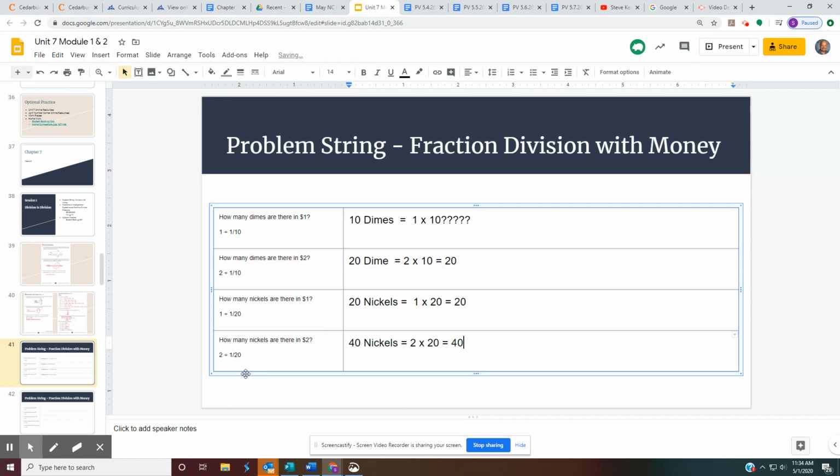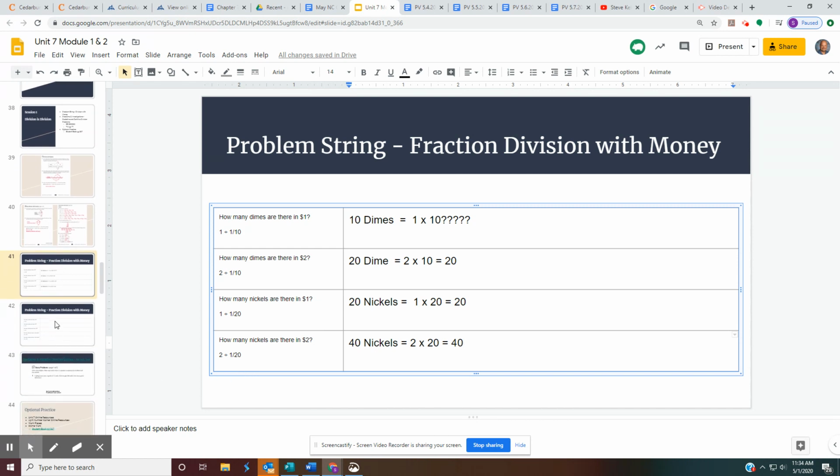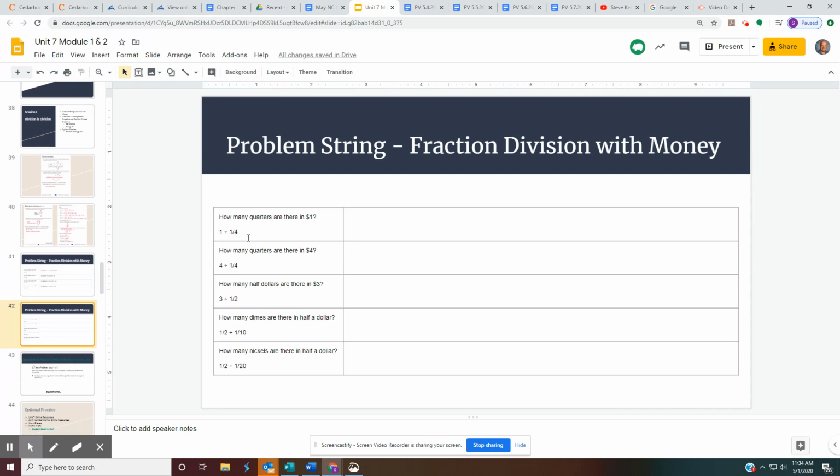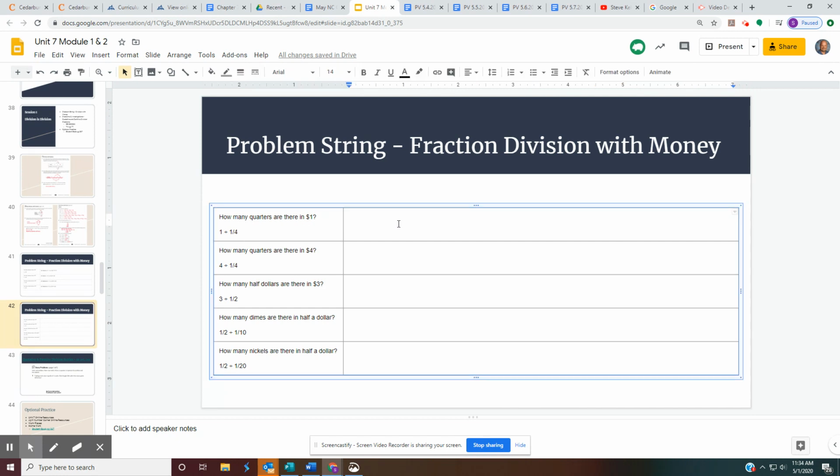Are you noticing a pattern, right? This works in all cases. So let's see if we can get our next page. Okay, so how many quarters are there in $1? Pretty easy, right? We know that 4 quarters are in a dollar. But we also know that if we take the reciprocal of 1/4 and make that 4 over 1, and we change our operation to multiplication, 1 times 4 is 4. That's how we get our answer.